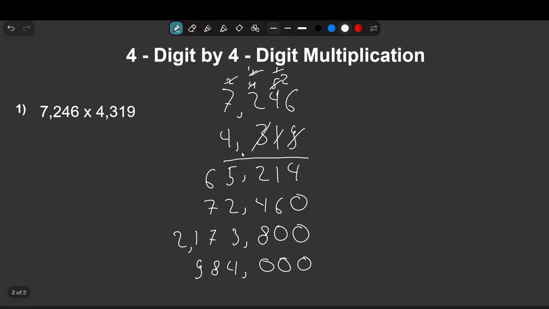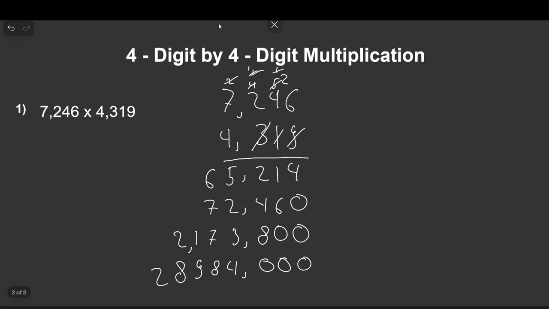Now we're going to do 4 times 7. 4 times 7 equals 28. So we're going to write the 8. And as you can see, we don't have any place to carry over the 2. So we're just going to write 28 down here.